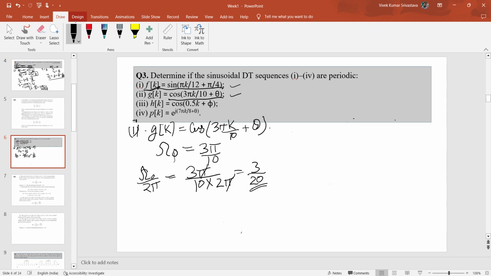Now let us move ahead and find the fundamental time period of this signal. This will be equal to 2 pi by rho naught into m.